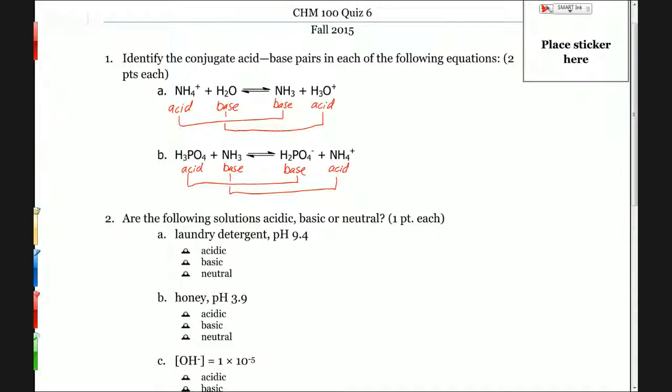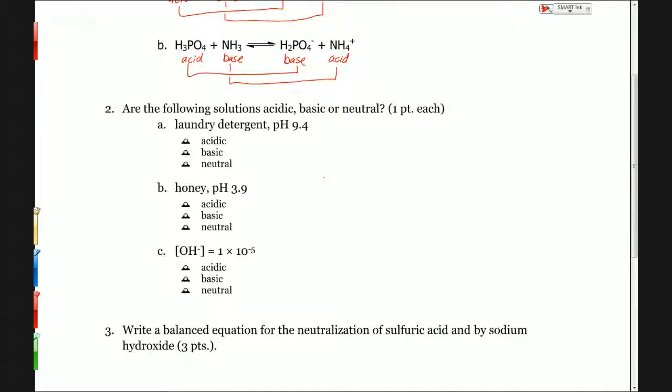All right. Looking at pH now, just like in lab on Tuesday, we've got some laundry detergent that is pH of 9.4, that makes it basic. Some honey, pH 3.9, that's acidic. And then this is the trickiest one. Hydroxide ion concentration of 1 times 10 to the minus 5 molar. Is that acidic or basic? Basic. It's basic. How do you know?